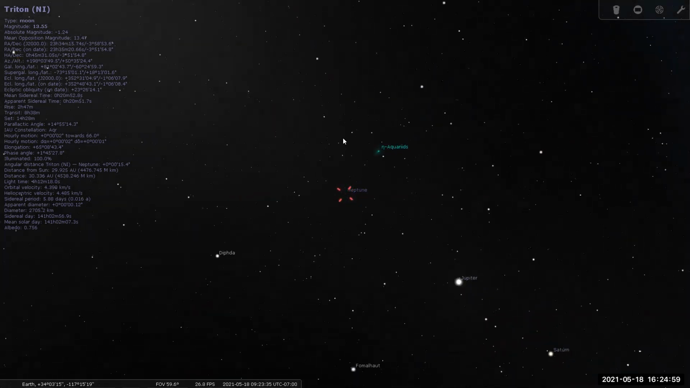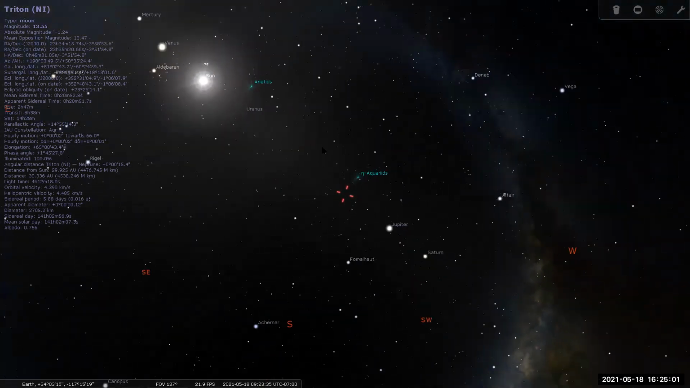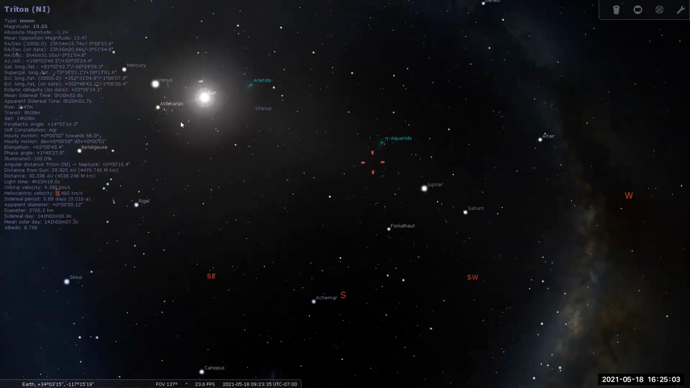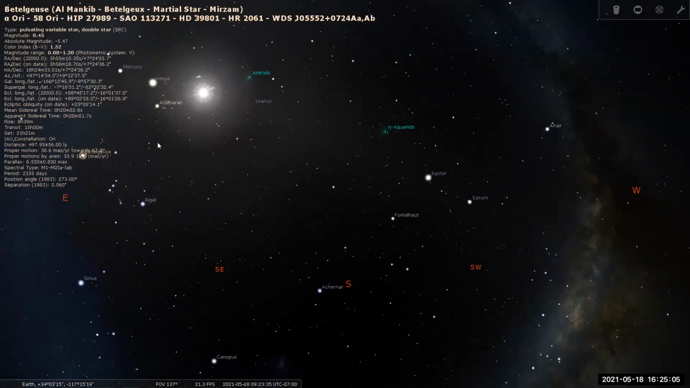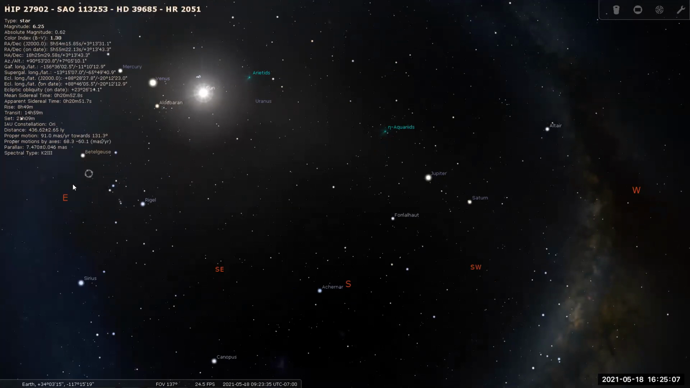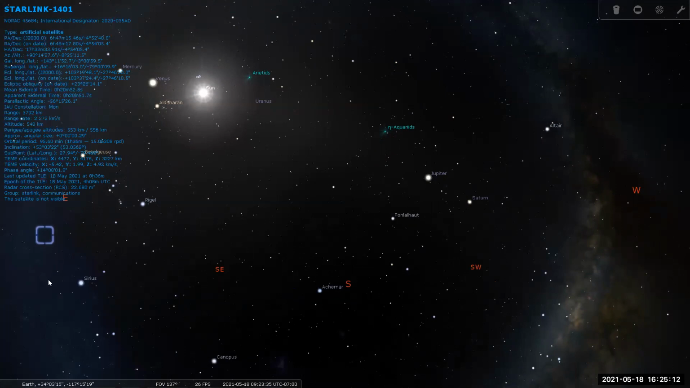For example, if you look at any of the other objects in the sky, it doesn't matter which one, Aldebaran, for example, or Betelgeuse, for example, which are actually stars, if you look at those objects, they seem to be moving.